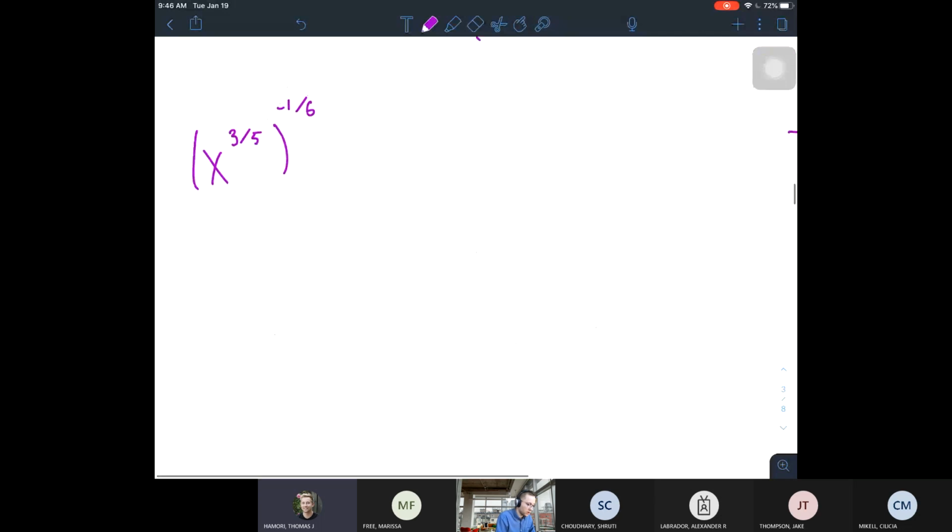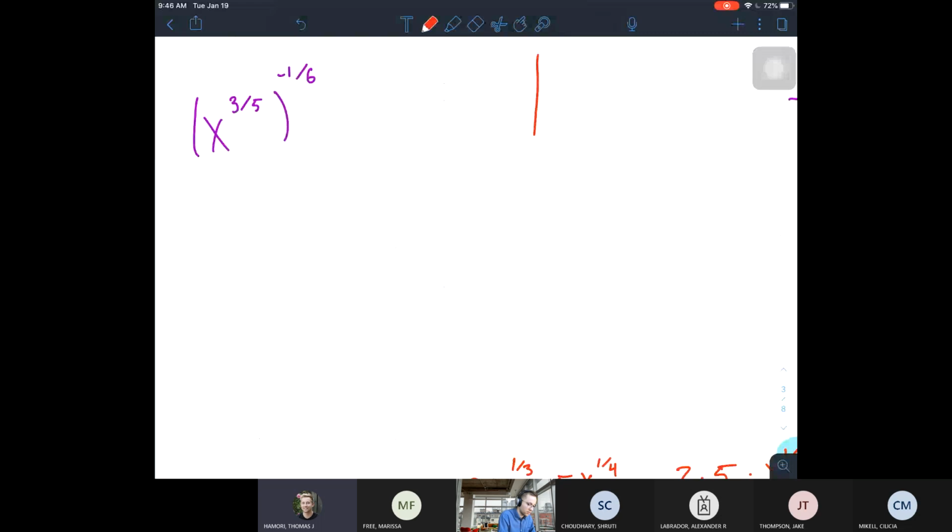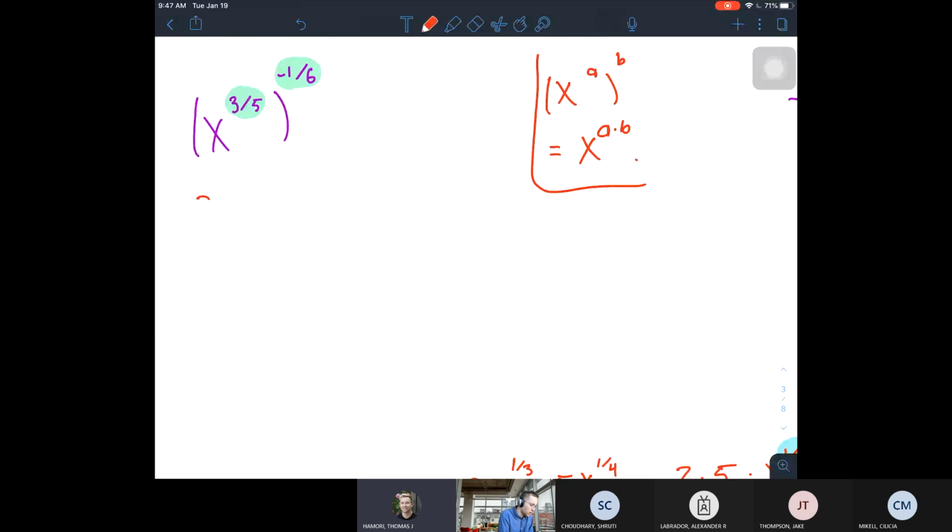So what we learned in a previous lecture was if we take x to some power a, sorry, I should put the parentheses on the outside, and take that to the power b, what should we do with those powers to simplify? Yeah, multiply, right? We get x to the power a times b. So in our case, our a and b are 3/5 and negative 1/6. So we're going to multiply those powers. We take x, and the power will be 3/5 times negative 1/6.